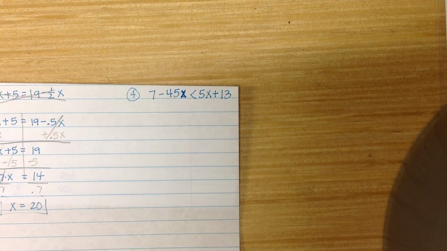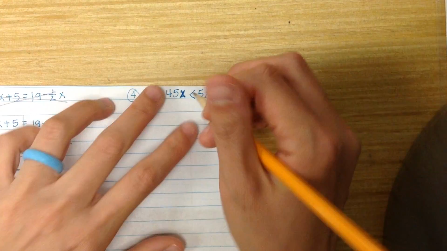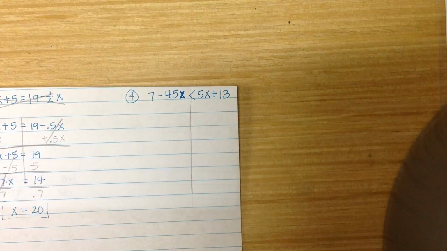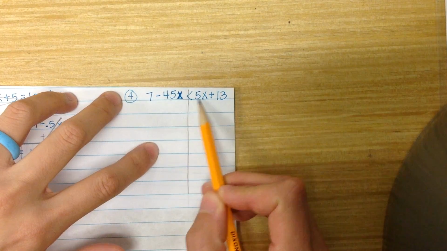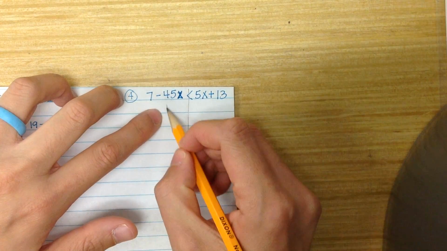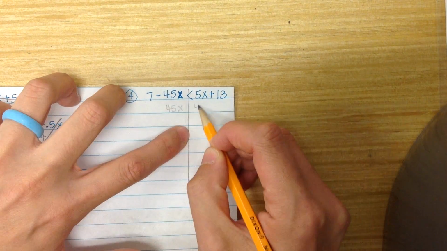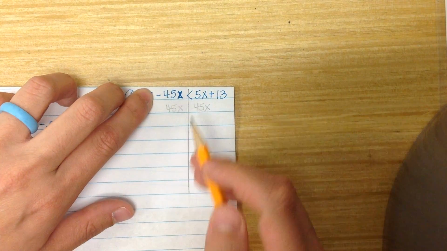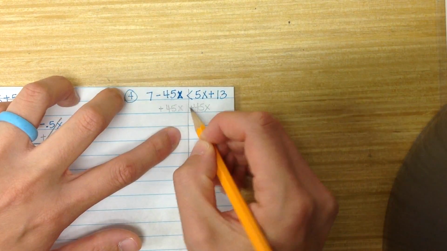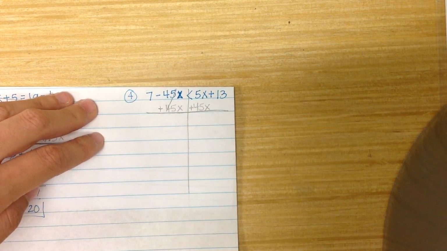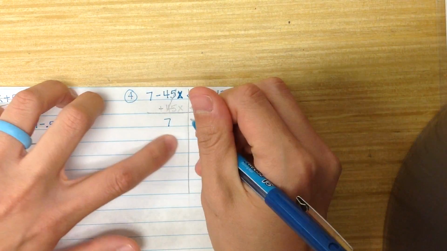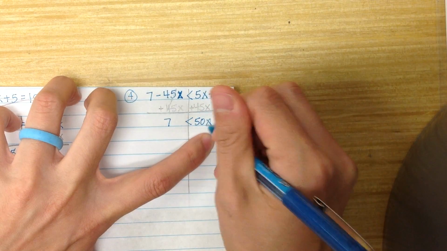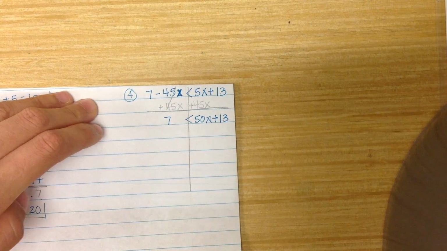Okay, did you finish this problem? Let's see. So first of all, they're all whole numbers, so I don't need to change this to a decimal or a fraction problem. I have x's on both sides. Which one do I drop down? I'm hoping that you decided to drop down the 45x, because this is not 45, it's a negative. Minus 45 is a negative 45. So use opposite operations. I'm going to add 45x on both sides. I end up with 7, my symbol, 50x plus 13.